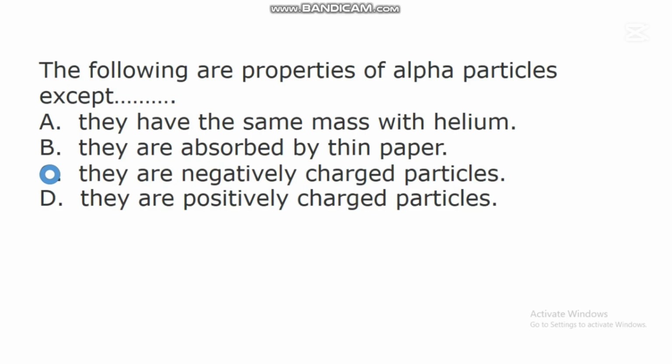Alpha particles are released from the nucleus of a radioactive atom. And studies have shown that alpha particles have the same mass with helium atom. They are absorbed by ordinary thin paper, and these particles are positively charged particles.